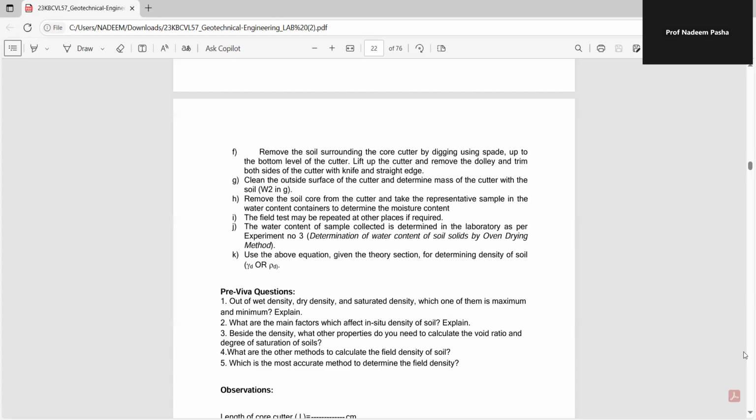What are the main factors which affect density of soil? The factors affecting density of soil are mass of soil, volume of soil, and type of soil. Besides the density, what other properties do you calculate? The void ratio and degree of saturation of soil. Degree of saturation and voids can also be calculated using the empirical equations. Which is the most accurate to determine field density? So it has to be C.